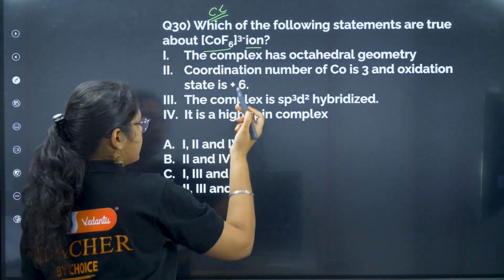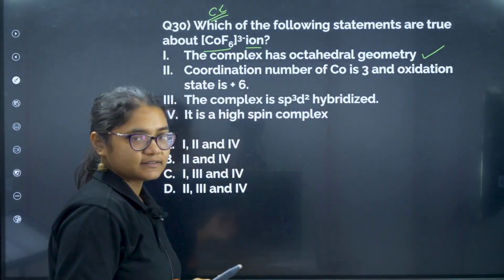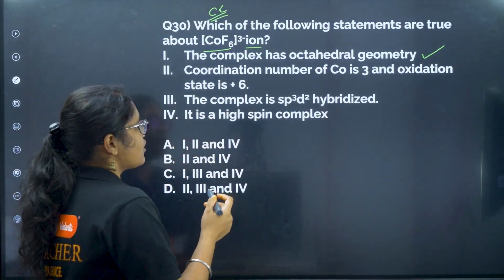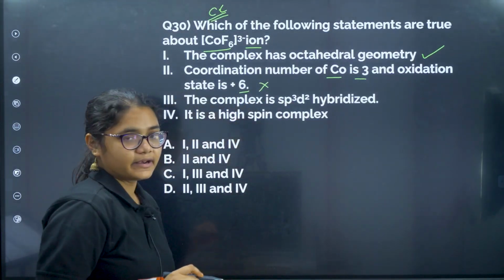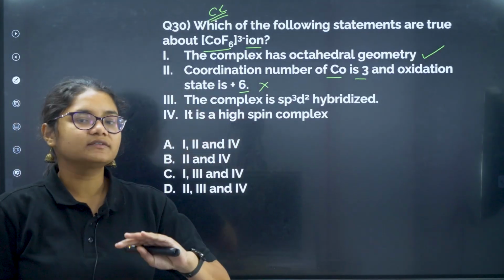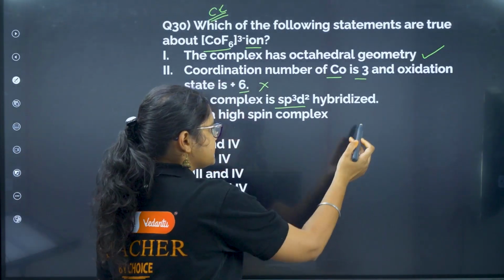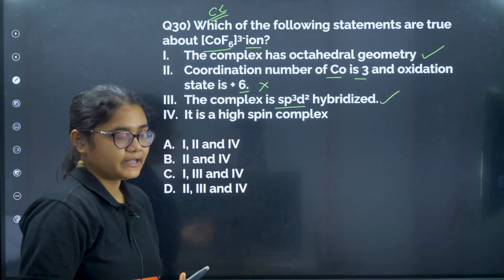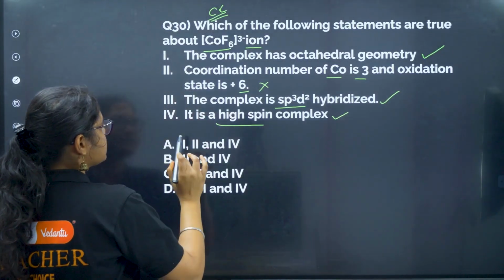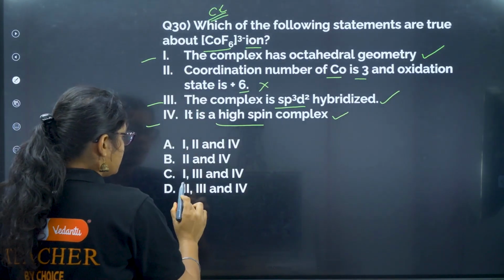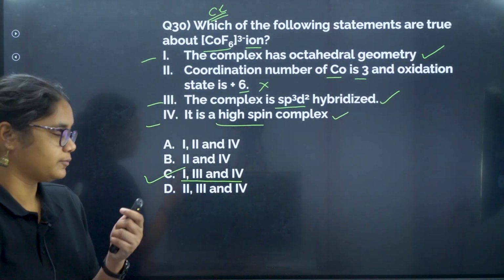CoF6 3 minus ion. So this complex has octahedral geometry. It is correct because 6 is the coordination number. Next, coordination number of cobalt is +3 and oxidation number is +6. This is incorrect. Coordination number is 6, oxidation number is +3. Now the complex is sp3d2 hybridized. Yes, because it is a weak field ligand. Then it is a high spin complex. This is also correct. So the correct statements are 1, 3 and 4. So the correct answer for this question is option number C, 1, 3 and 4.